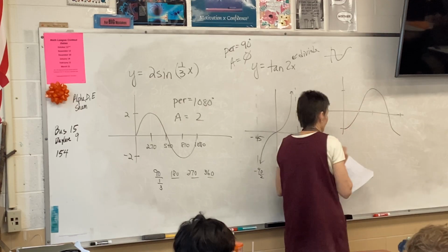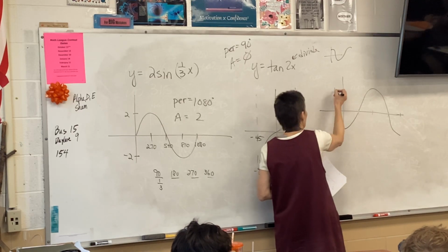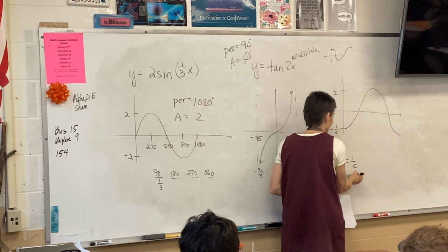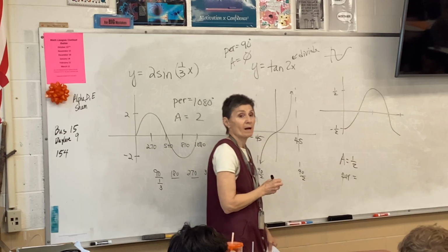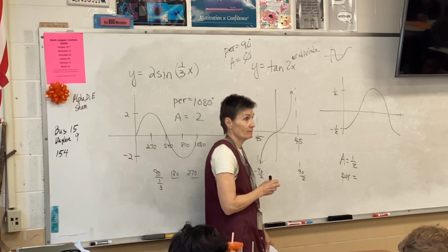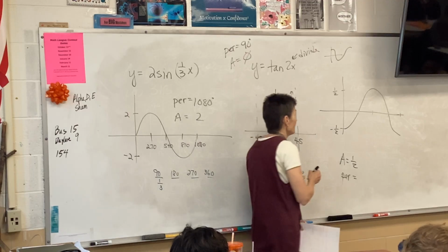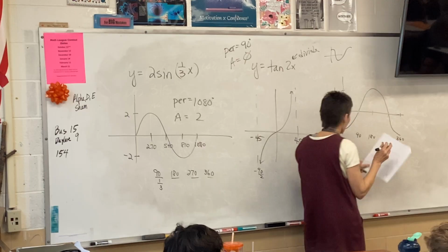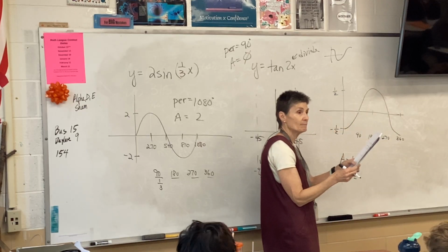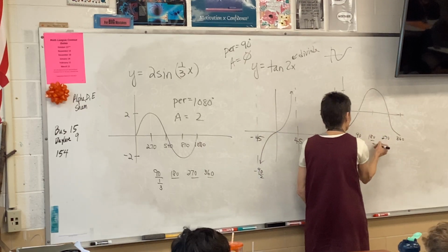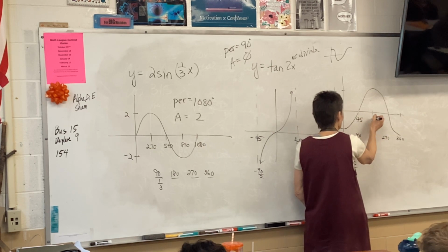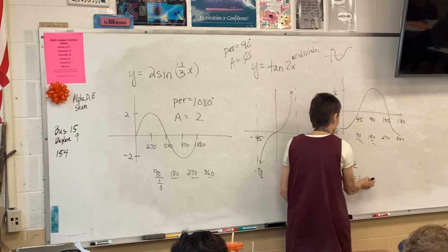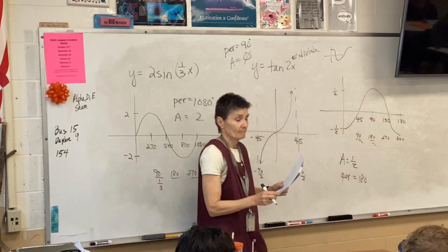How high does it go? 1/2. So your amplitude is 1/2. Notice it's positive. Amplitude and period are positive numbers. These labels should be 90, 180, 270, 360. But what's happening to them? They are being divided by 2. So 45, 90, 135, and 180. So my period is 180.